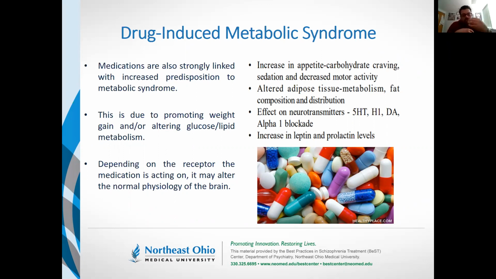Increase in leptin and prolactin levels. These are hormones that either control weight or strongly affect how glucose and free fatty acids are metabolized in the body. So by altering that, it does contribute to possibly causing metabolic syndrome.